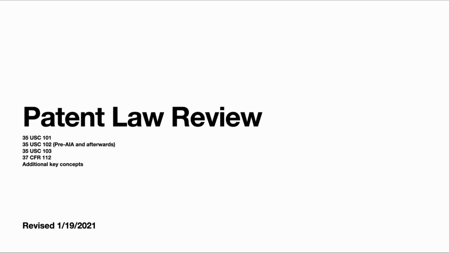The main topics are 35 United States Code 101, which is all the things you can basically put a patent on. 35 US 102, which includes Pre-American Invents Act and Post-American Invents Act, which happened on March 16, 2013, which is basically an overview of prior art. 35 USC 103, which is obviousness to a person in the field. 37 CFR 112, which CFR stands for Code of Federal Regulations. This is basically the law about how the patent is actually written and the language that can and can't be used. And I will also be talking about additional key concepts.